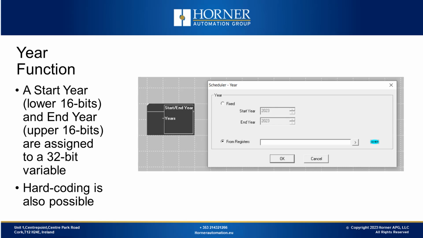Lastly, we'll look at the year function block. Similar to the days of the month function, the year function also requires a double integer variable for assignment unless hard-coded. The lower 16 bits represent the start year, while the upper 16 bits represent the end year. Alternatively, you can directly hard-code the start and end years as you can with all these variables.